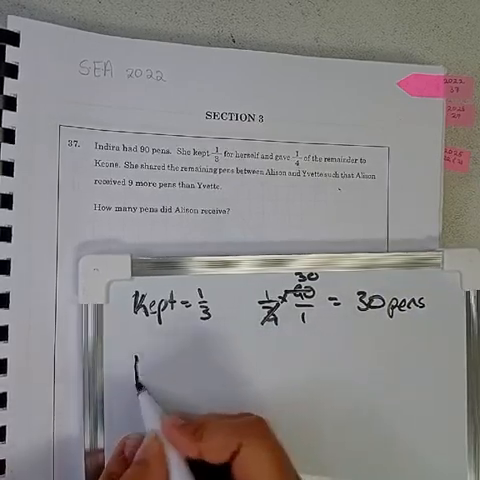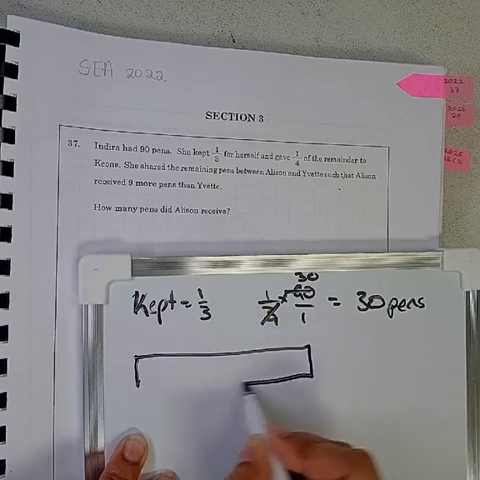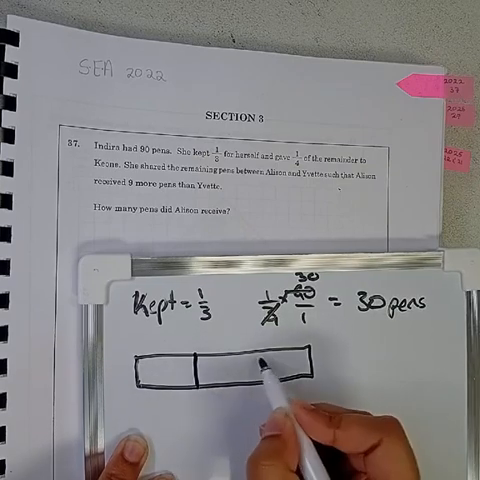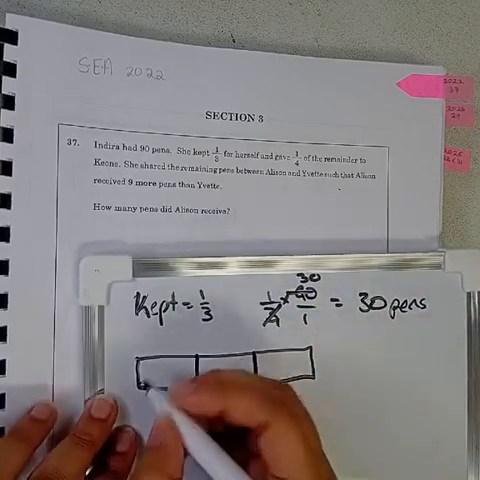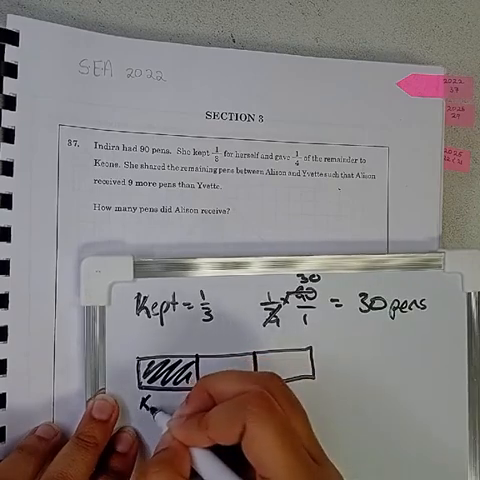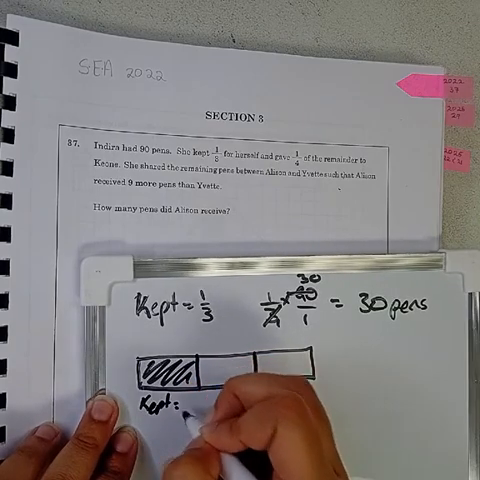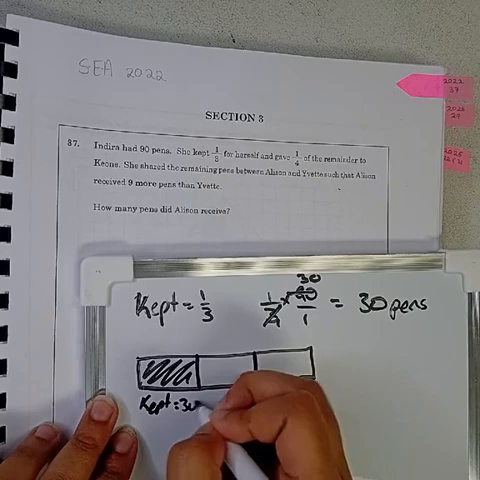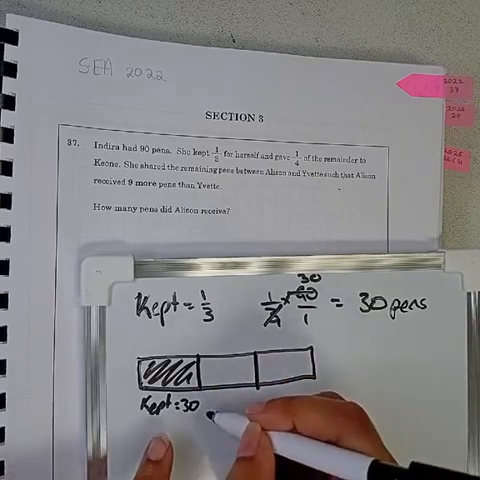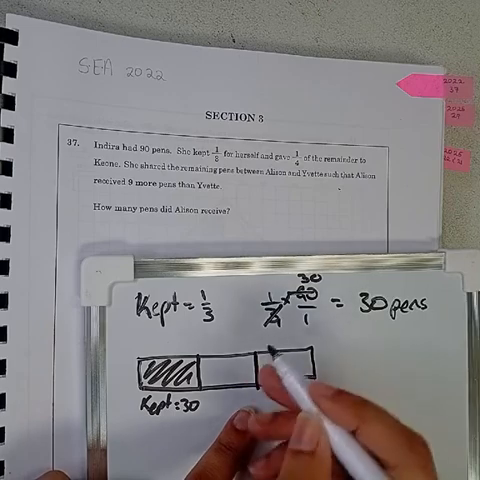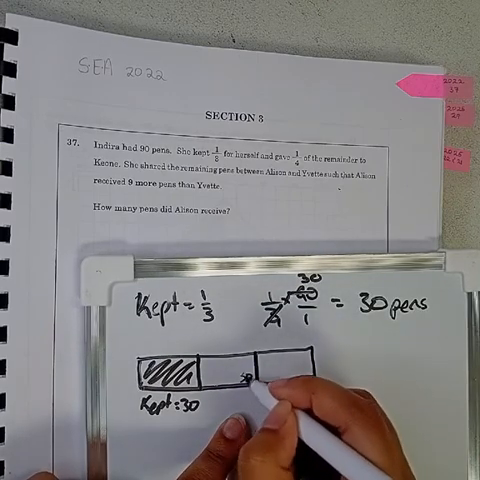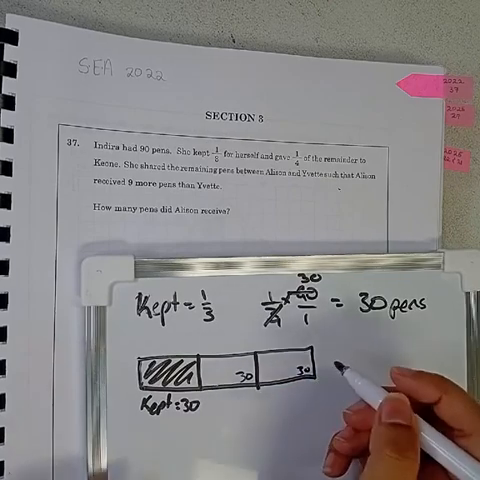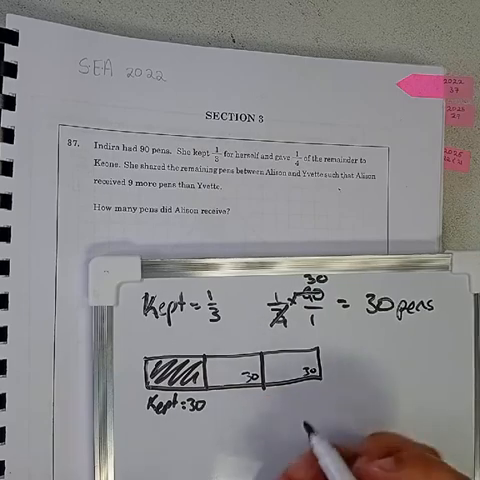So we're gonna draw a little diagram here. We're breaking it up into thirds because we know she kept one third, so we work in thirds here, okay? So this part here is what she kept. She kept 30, right? So if she kept 30 here, we know these two here have to add up to 60, right? So we know it's 30 and 30, right? So now let me show you where this 30 and 30 come out from here.